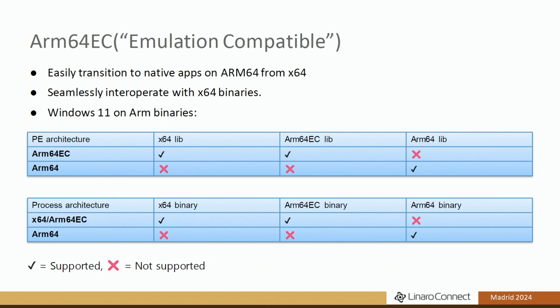So I have two tables here. The top table just shows linkability. If a user wants to create an ARM64EC executable, it can link with the libraries built for x64, or the libraries built with ARM64EC, but it cannot link with libraries built for the ARM64 target. On the other hand, if the user wants to build an ARM64 executable, it can only link with libraries built for ARM64, not with the other two types.